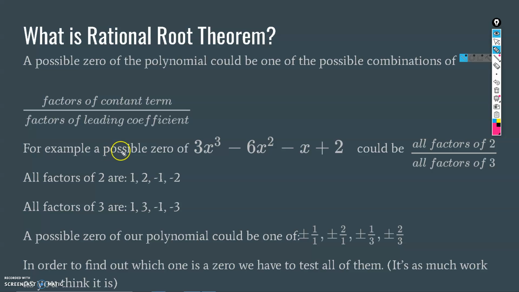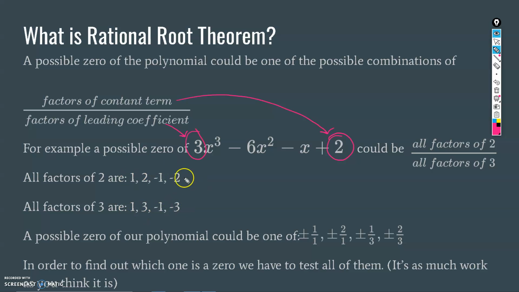So here's our example. What is a possible zero of 3x^3 - 6x^2 - x + 2? It could be all factors of 2, so all factors of our constant term, negative or positive, divided by all factors of 3. The constant term is that term, and the leading coefficient is that number. So all factors of 2 are 1 and 2, or negative 1 and negative 2. All factors of 3 are 1 and 3, and negative 1 and negative 3.